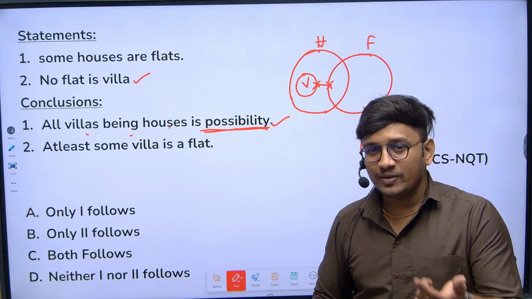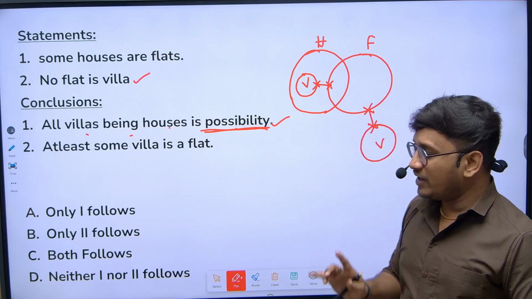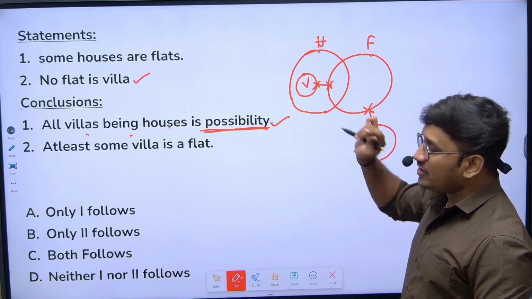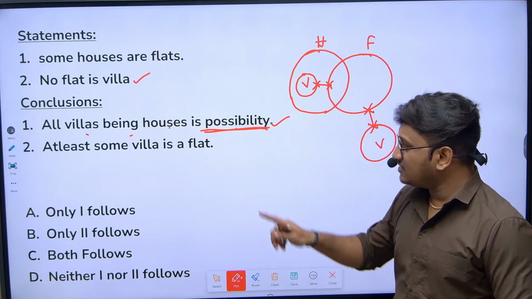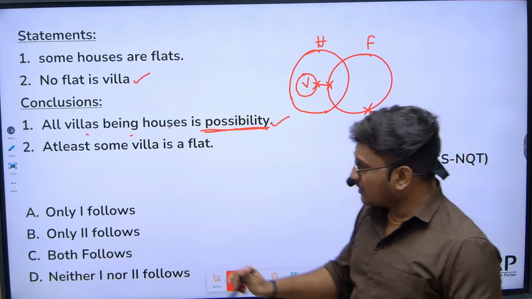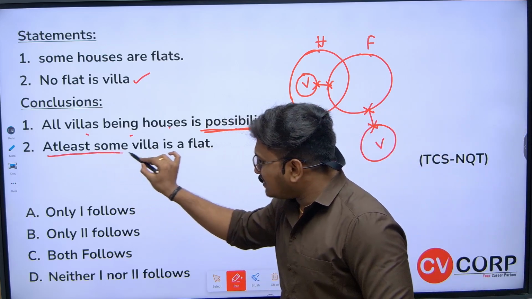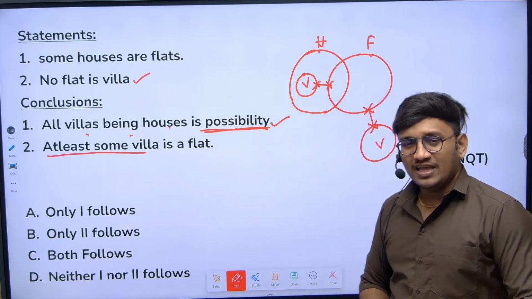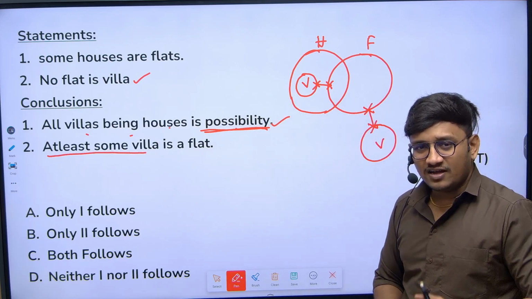So if that would have been the case, that is not possible. But here all villas can go inside the house. It is a possibility. Now they're saying that at least some villa is a flat. Okay, they're saying that at least some villa is a flat.